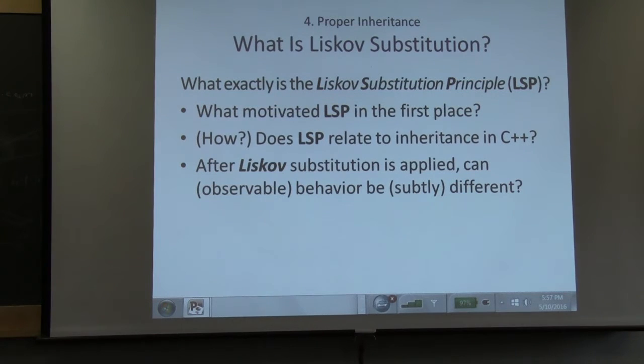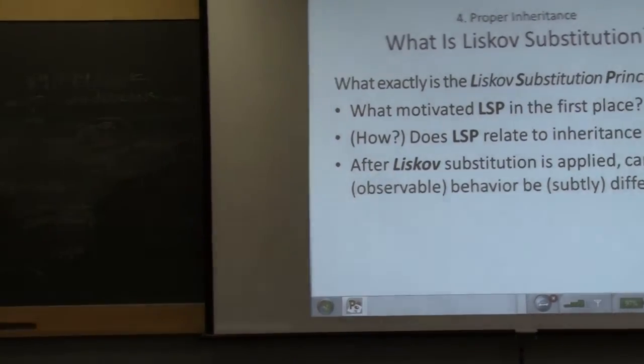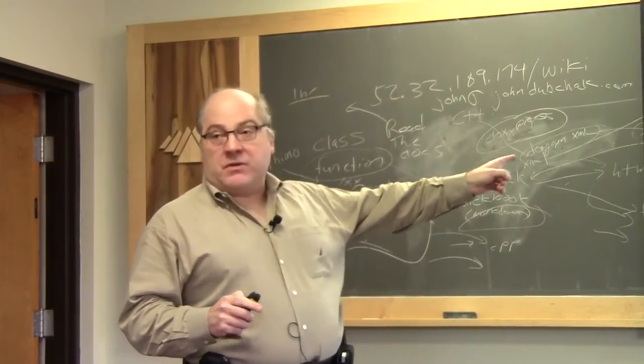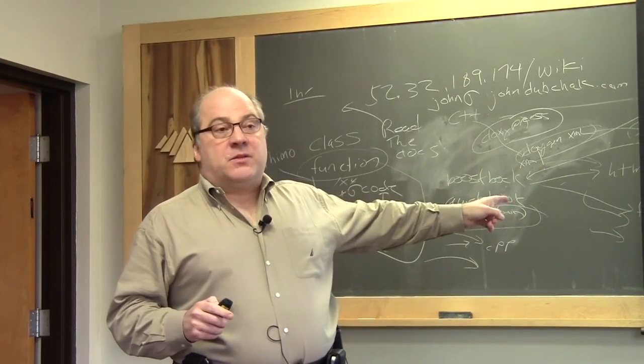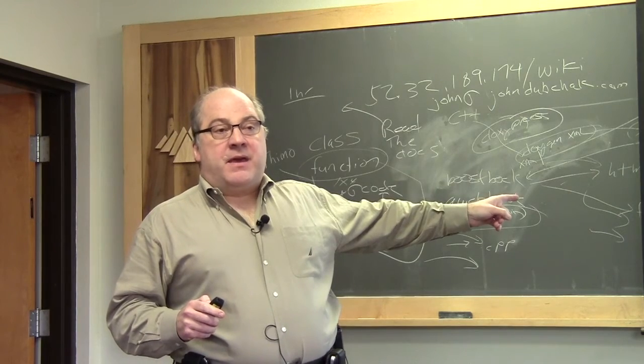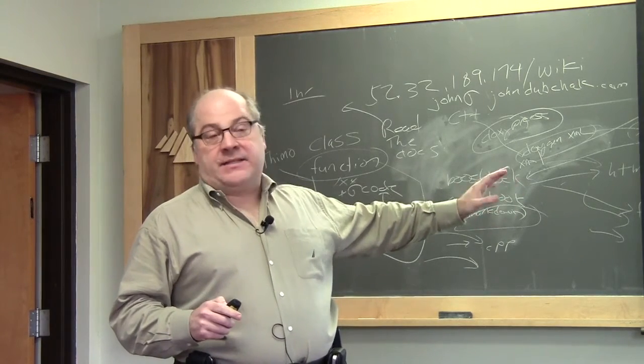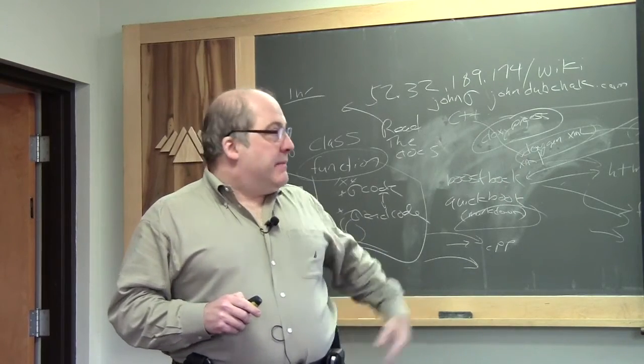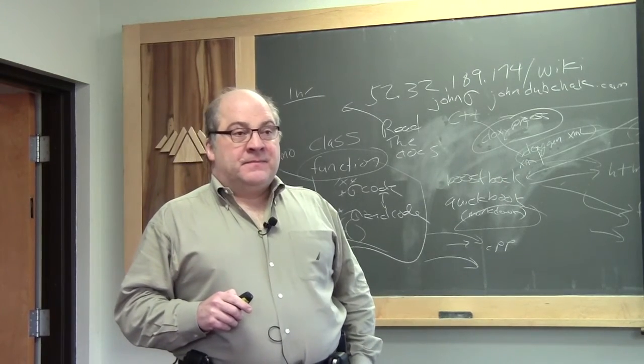After Liskov substitution is applied, can observable behavior be subtly different? Now, this is something that I find fascinating because people have very strong opinions on this third one. What do you think? After this is applied, can the behavior be different? I'm deliberately saying this in vague ways because you'll see why. But can it be different or not?